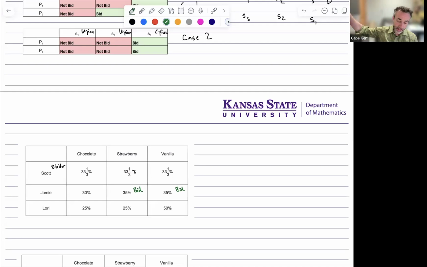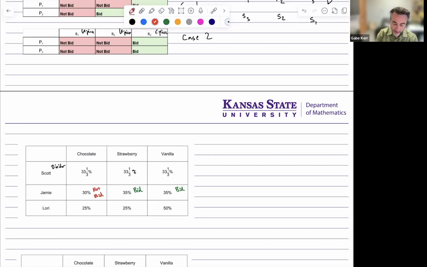So Jamie has two bids out there, and she's not going to bid on chocolate because that's less than 33. That's less than a third. Her preference for chocolate is slightly less than the strawberry and the vanilla. Okay, great.